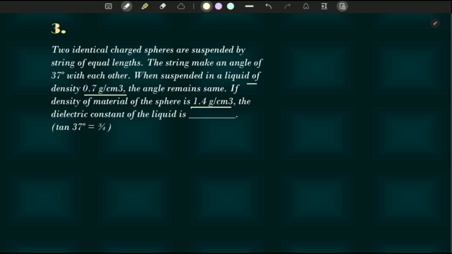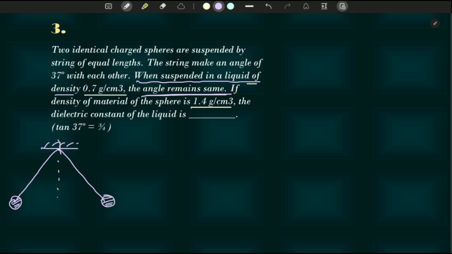Now this is a very interesting question because it is told that when suspended in a liquid of this density, the angle remains the same. Suppose this is our first situation. The angle is 37, whatever it is, it doesn't matter.